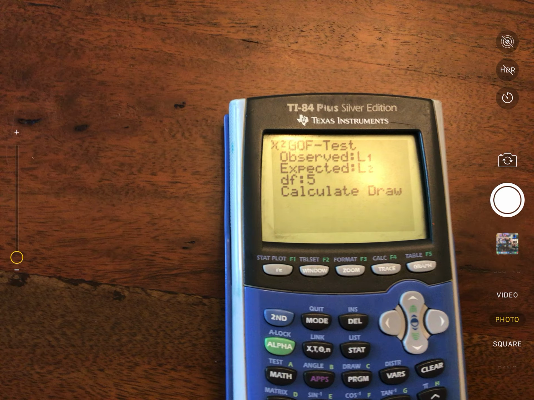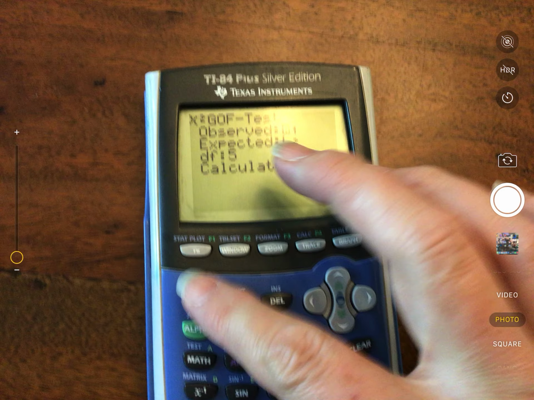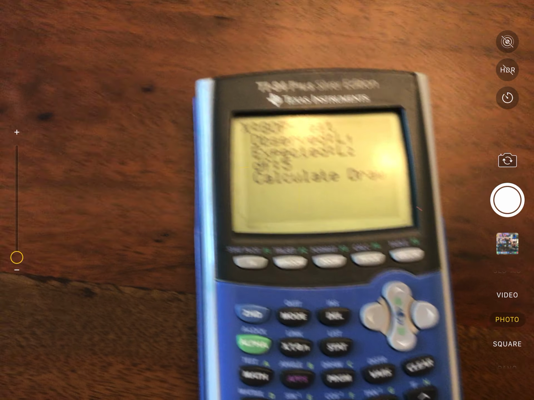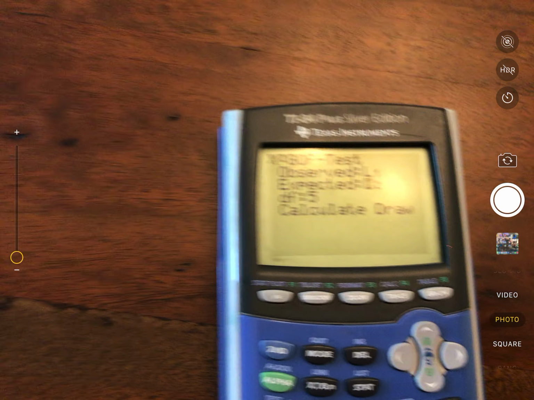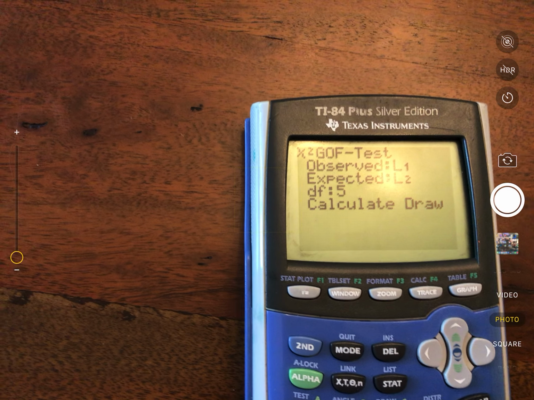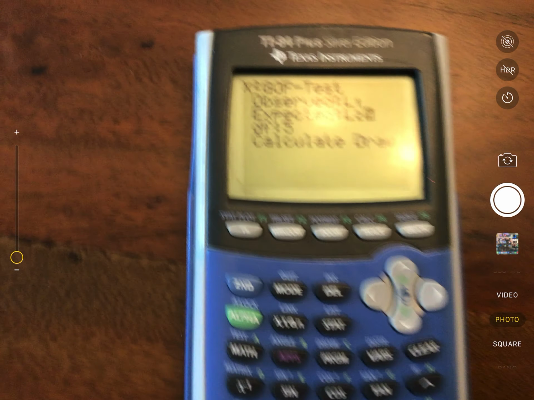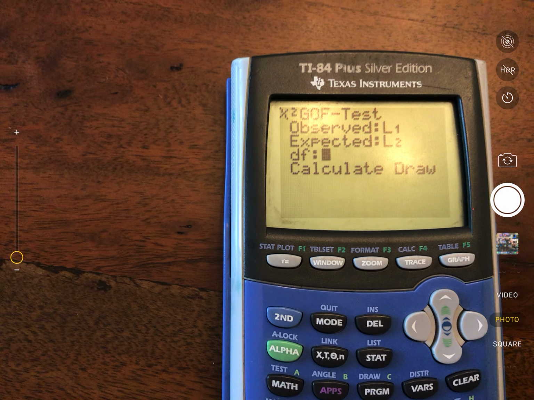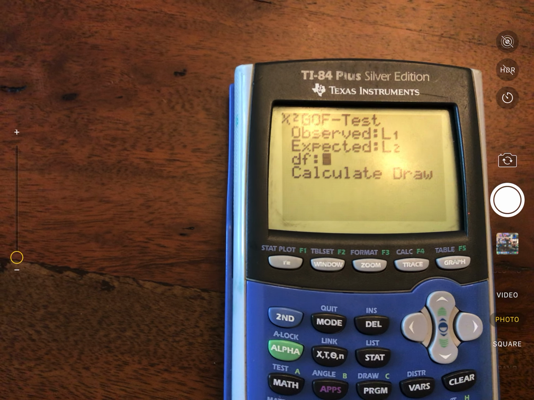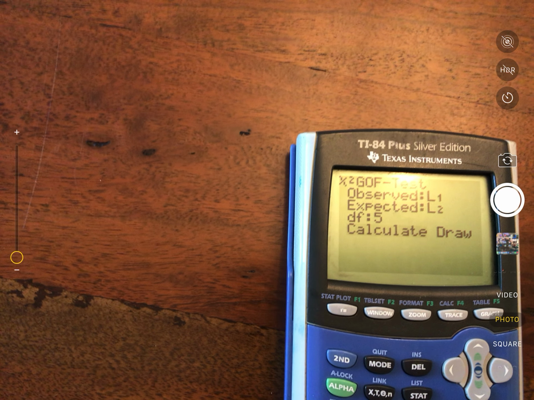Okay, so I select that one, and it asks where your observed values are. We put our observed values in List 1. Now this is super cool. We had to put in the expected ourselves, so we put the expected in List 2. For degrees of freedom, we had categories 1, 2, 3, 4, 5, and 6, the different things you could roll on a die. So degrees of freedom would be 6 minus 1, or 5 degrees of freedom.